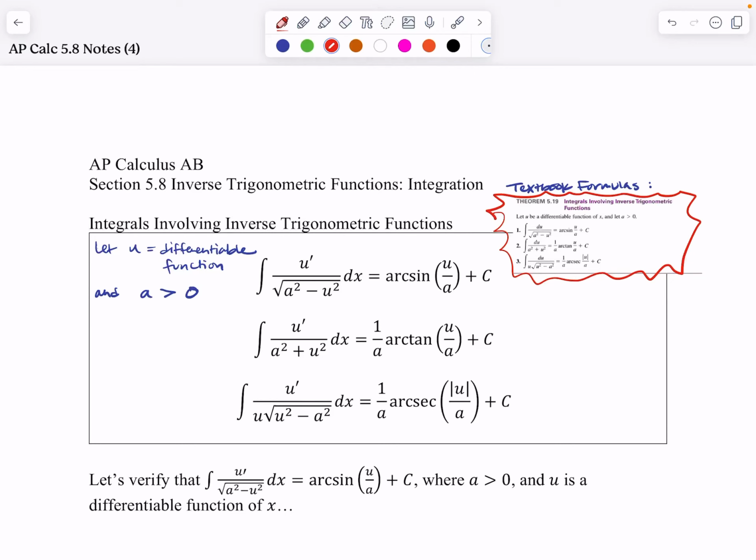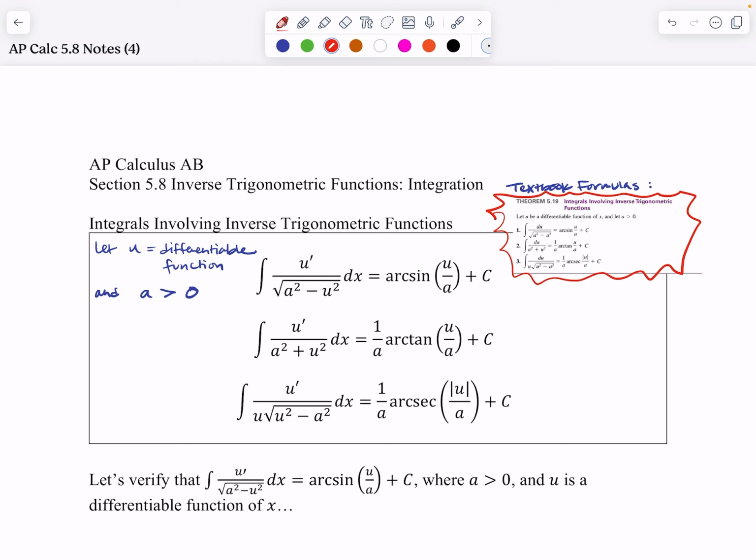Hi there, so this video is on section 5.8 and we are thinking about integration and how we can use what we learned in section 5.7, which was where we learned the derivatives of the inverse trig functions. So in this lesson, we're not thinking about integrating the inverse trig functions, like we're not coming up with the antiderivative of each of the inverse trig functions.